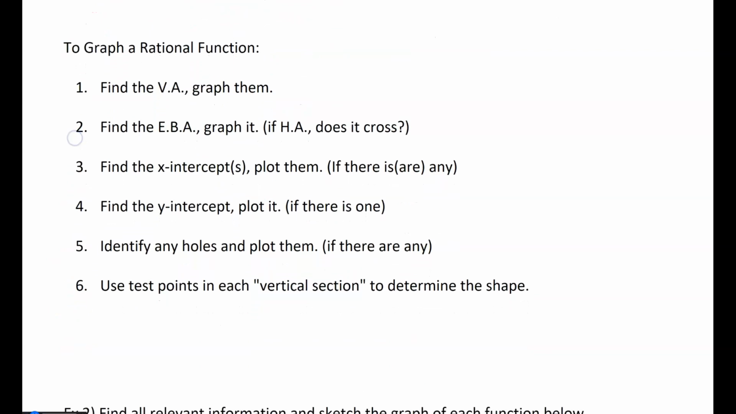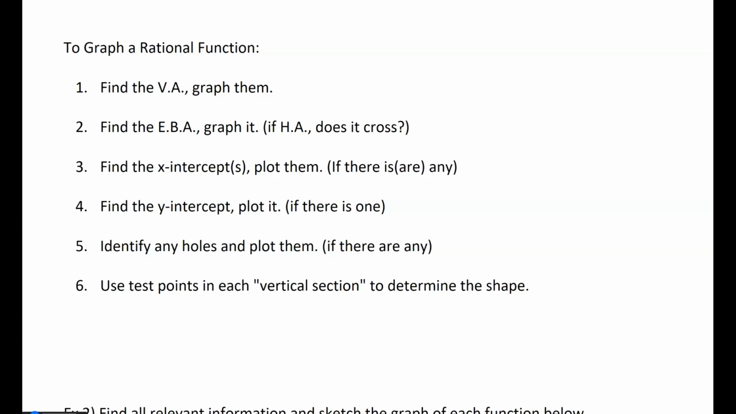All right, so we're going to start with our graphing examples. Just as we just talked about, find the vertical asymptotes first. We'll get those graphed. Then find your end behavior asymptote. Again, if it's an oblique, we won't worry about it. If it's a horizontal, we have to check to see if it crosses. Then we want to find the x-intercepts, plot those. Also, y-intercepts, plot those. Again, those are both things that you already know how to do. Identify any holes. If there are holes, get those plotted.